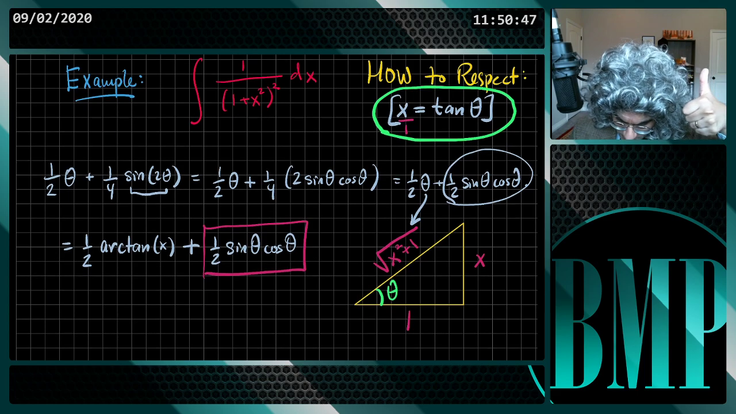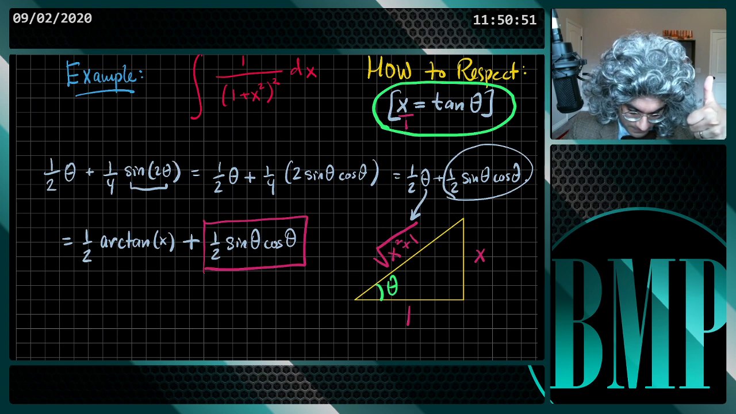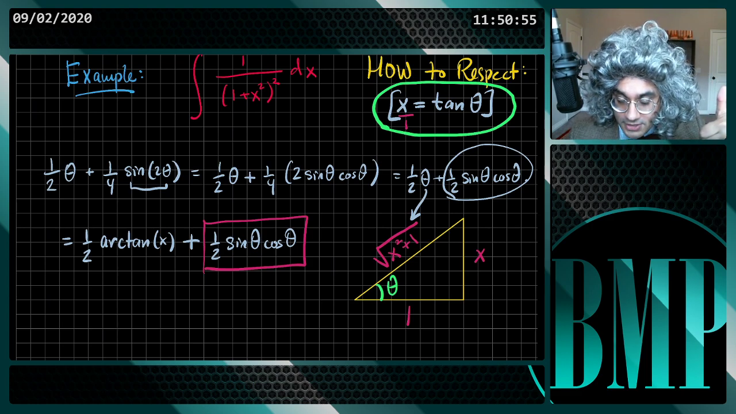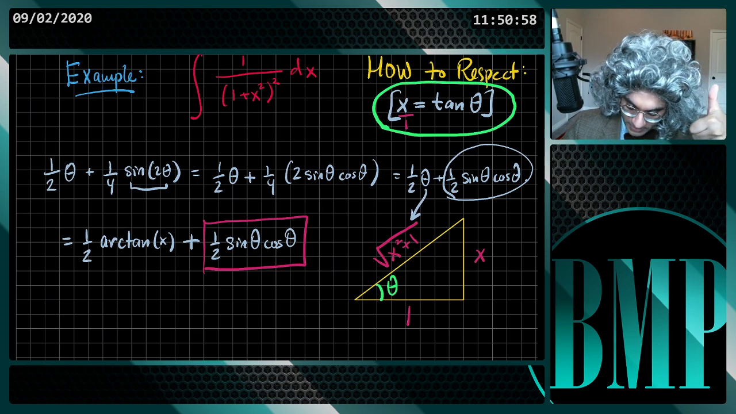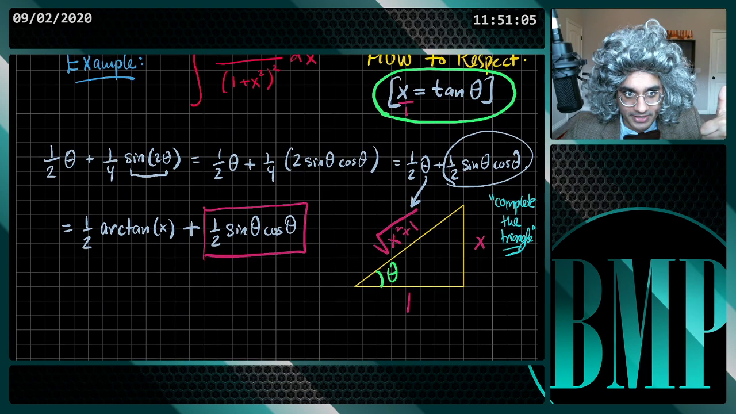All right. So, now, once the triangle has been completed, it's complete the triangle instead of completing the square. Let's call it that. That's beautiful. Complete the triangle. That's what I'm calling this. Completing the triangle instead of completing the square.